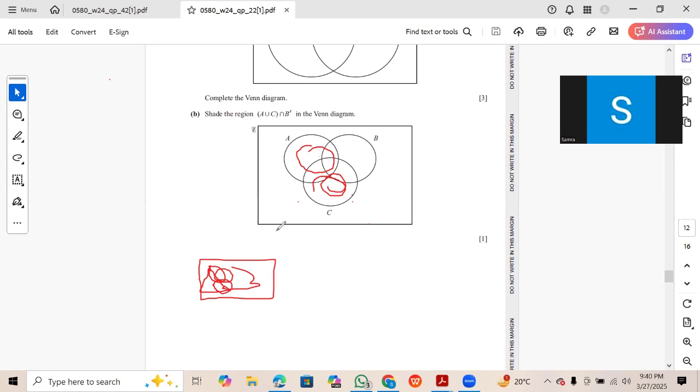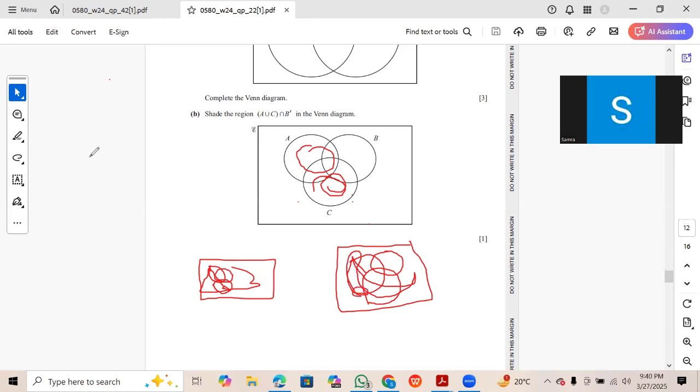Now take the intersection of B determinant with that one. Which portion will be common? I will make this diagram again because that was very poor. Okay, so this is our new diagram. This will be common. This will be our final answer. A union C intersection B determinant. B determinant means except that one we will shade all the portion.